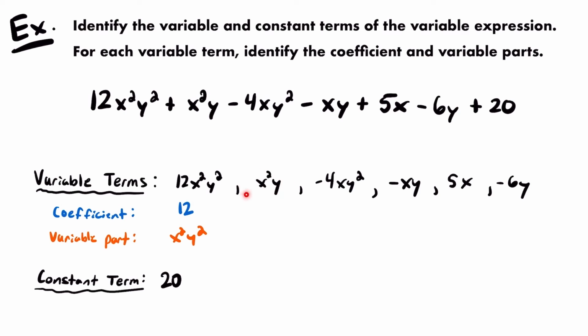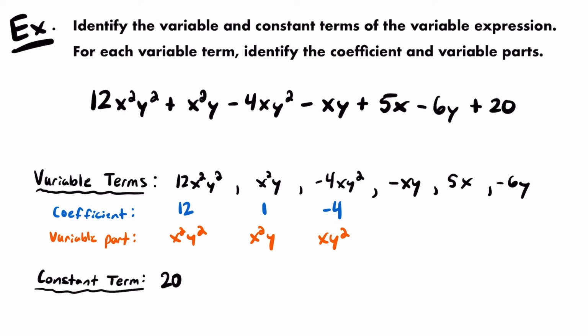All right, now moving on to the next variable term, we have x squared times y. There's no number in front of those variables, so we can assume that the coefficient is 1, as we've discussed in previous examples. So the coefficient is 1, and then x squared times y would be the variable part. So I'll write x squared times y. Then for the next term, we have negative 4x y squared. The coefficient, or the number out front, is negative 4. So I'll write down negative 4, and the variable part would be x times y squared, since that is the part of the term that involves variables. So we have x times y squared.